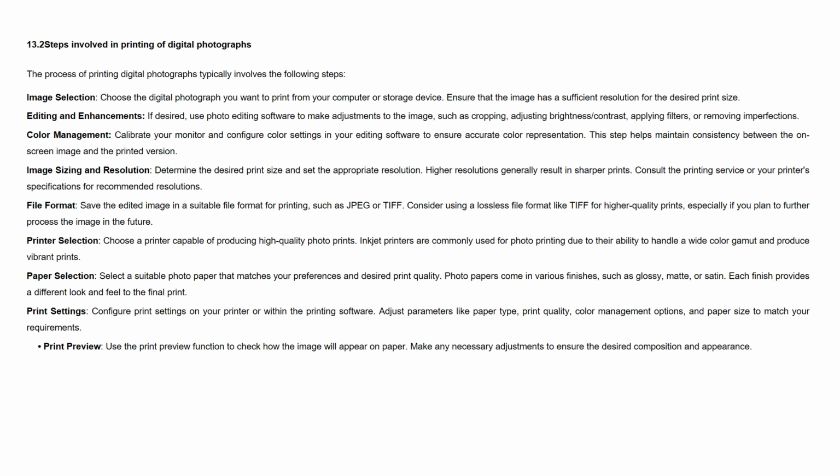Paper selection. Select a suitable photo paper that matches your preferences and desired print quality. Photo papers come in various finishes such as glossy, matte, or satin. Each finish provides a different look and feel to the final print. Print settings. Configure print settings on your printer or within the printing software. Adjust parameters like paper type, print quality, color management options, and paper size to match your requirements.